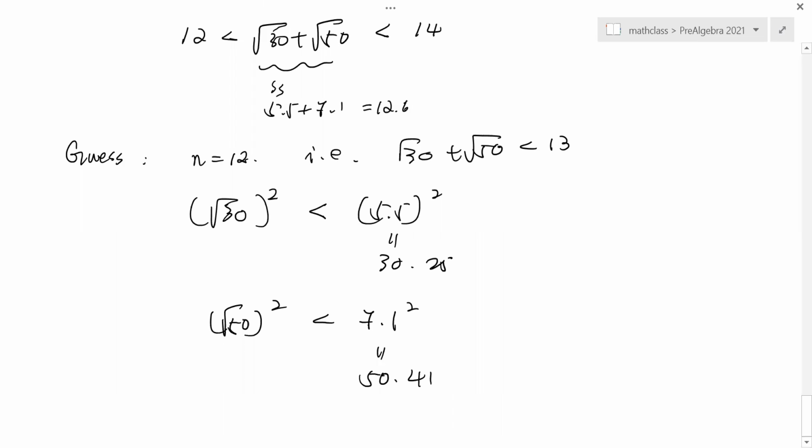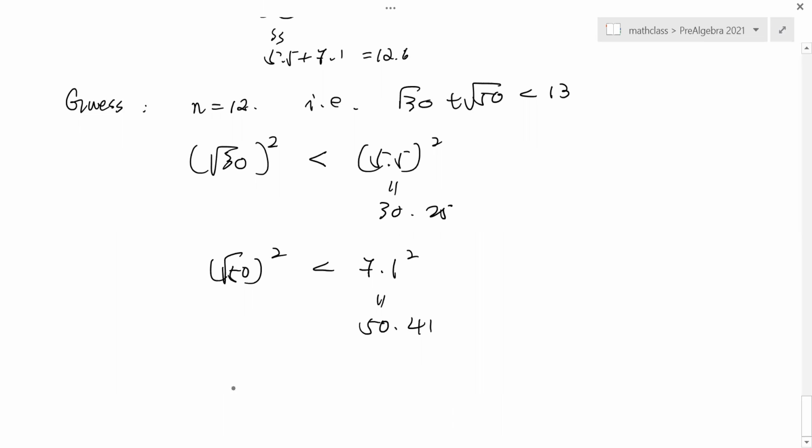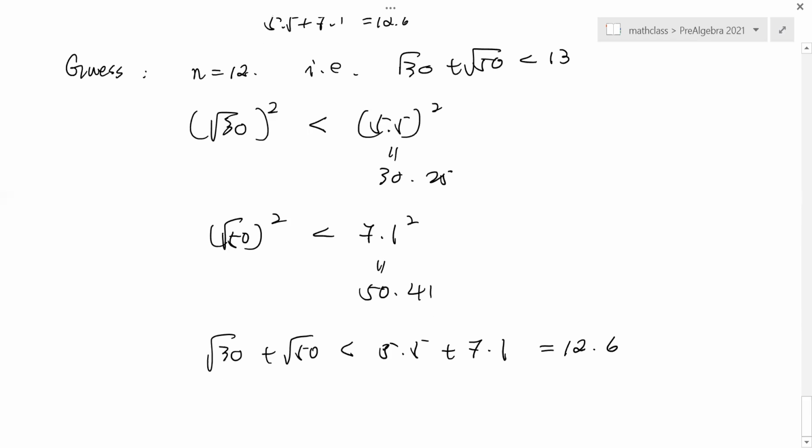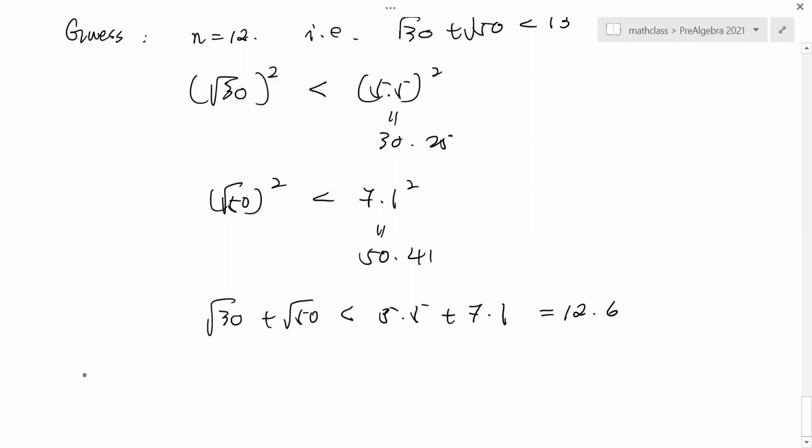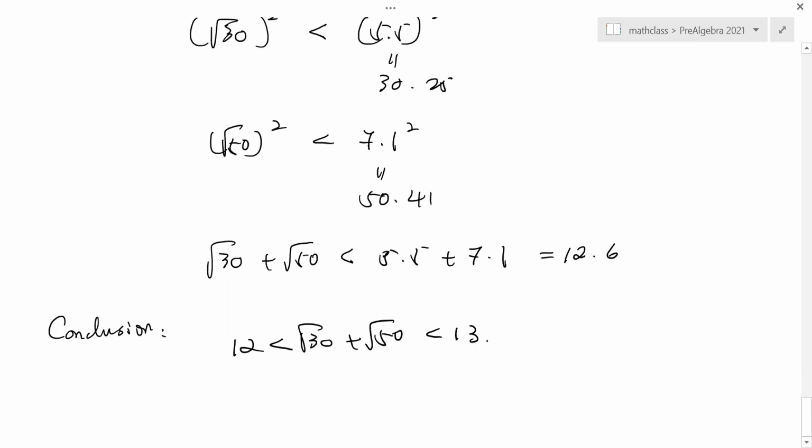So that's great. Now you get the upper bound: square root of 30 plus square root of 50 is less than 5.5 plus 7.1, and indeed this is 12.6. It's not only less than 13, it's also less than 12.6. So finally, we conclude that, given this and the 13, you get a pretty good estimate.